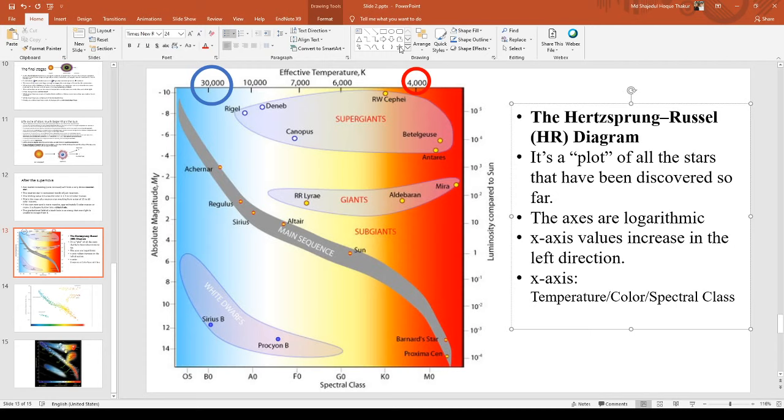Here we are showing both. At the top you can see an x-axis of temperature, and at the bottom you can see an x-axis of spectral class.